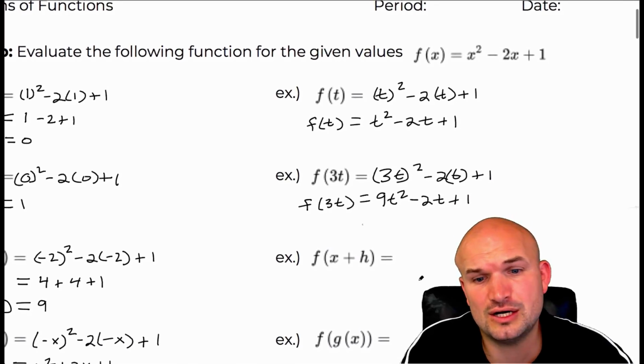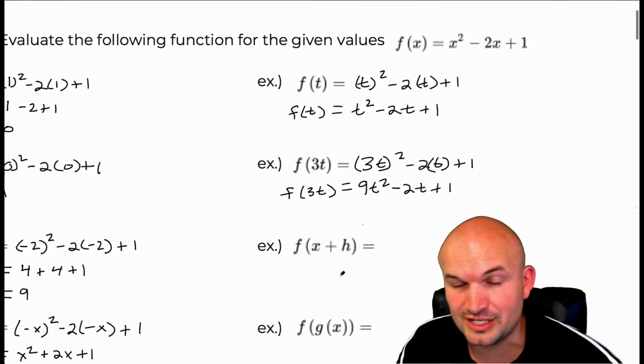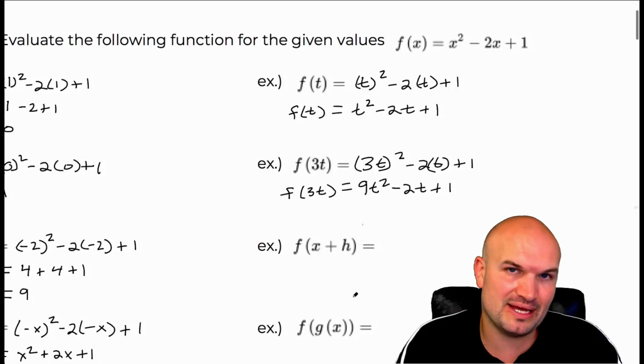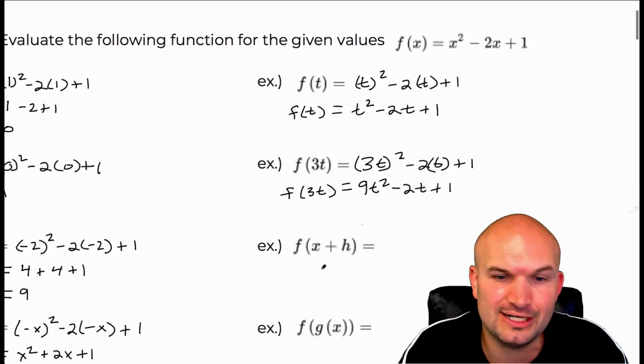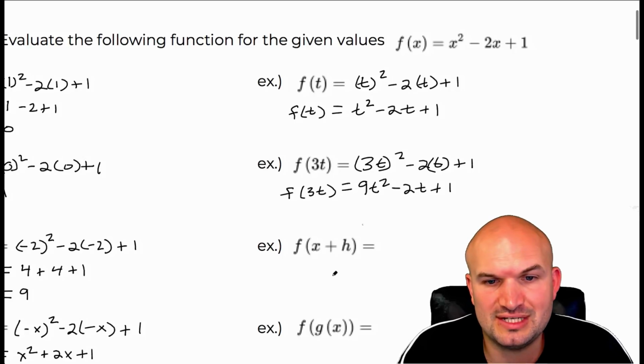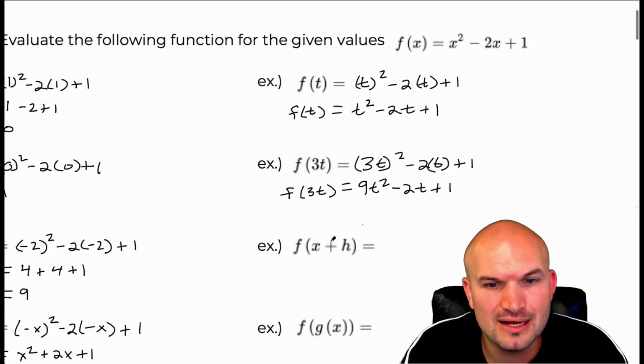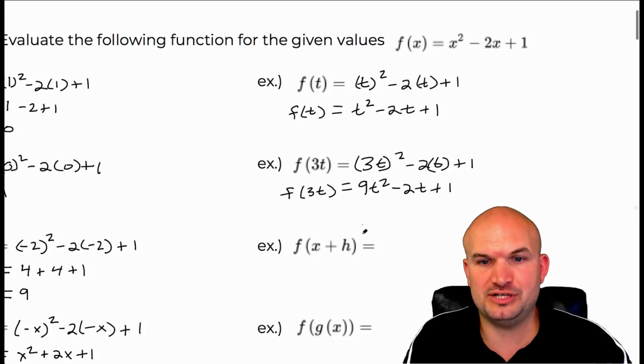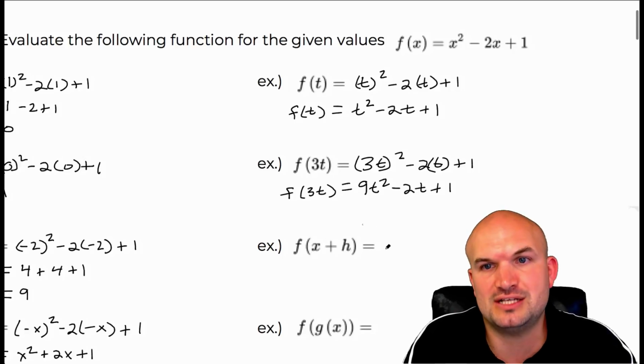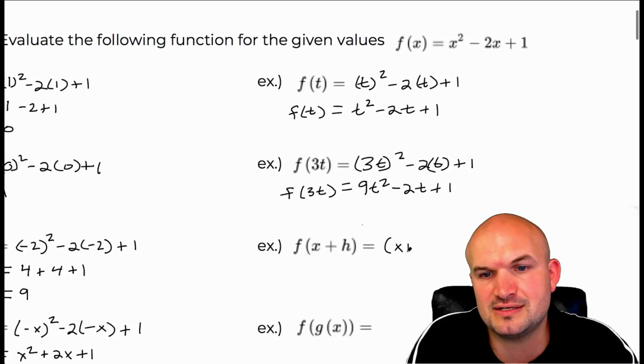And the last one is, or not the last one, we have an expression, x plus h. This is something that is going to come up later in the year, so it's a good way for us to see what is exactly happening here. But again, just apply the same operations. Just plug in x plus h for x in the function. So therefore we have x plus h squared minus 2 times x plus h.